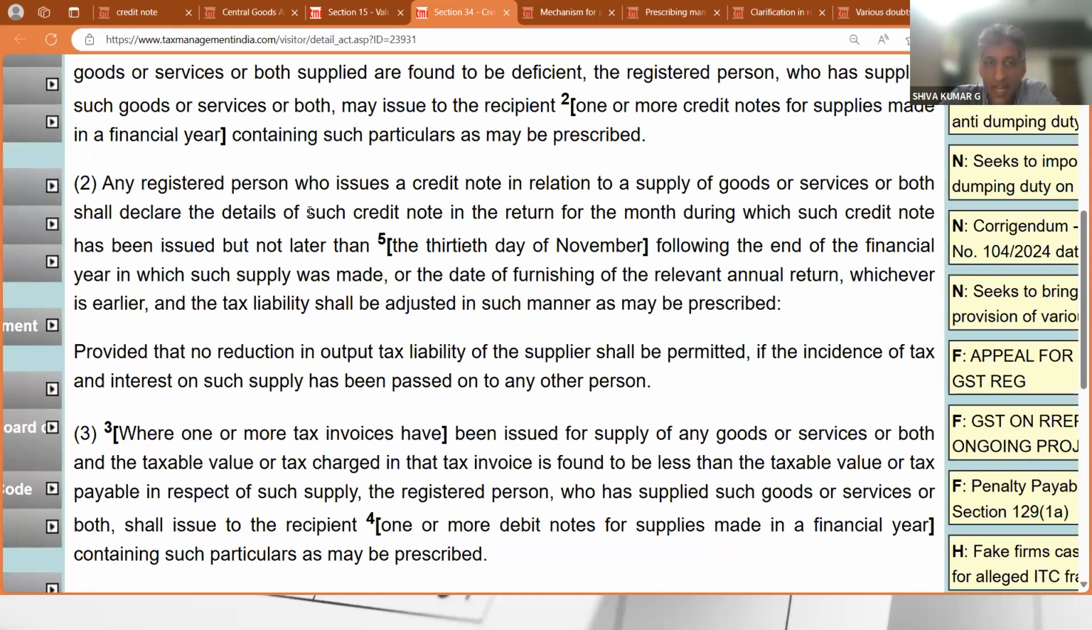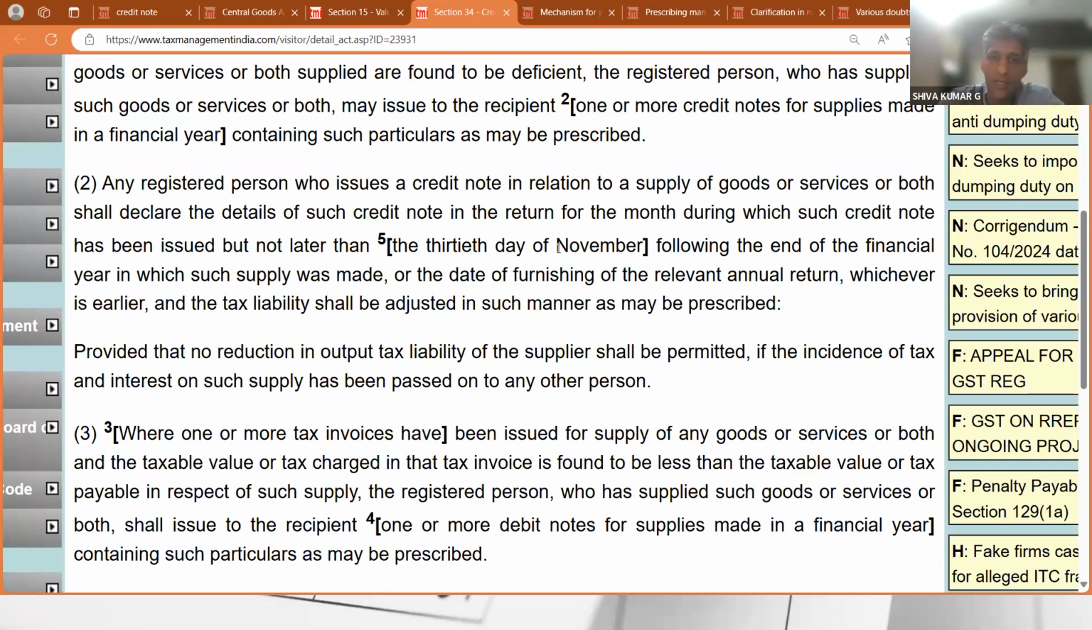The law says I am more bothered about when you are declaring that credit note in the return. Such declaration cannot be after 30th November. Obviously, the November month return cannot be filed in November, so the earliest I can file it is in the October month return. For example, we are right now in September. For 2023-24, if I made any supplies, I need to issue a credit note. If I'm a regular, normal taxpayer who has been diligently filing the return, October 31st is the last date for me to issue a credit note.